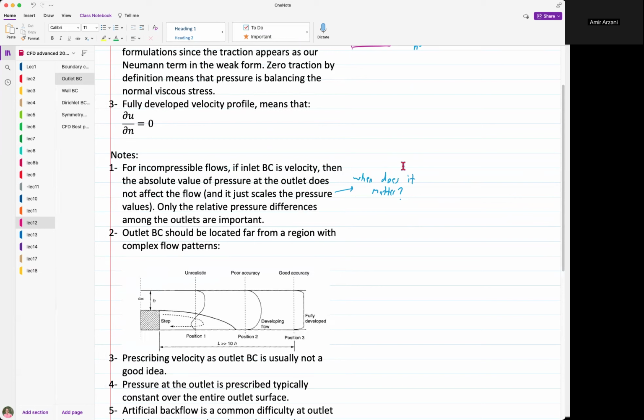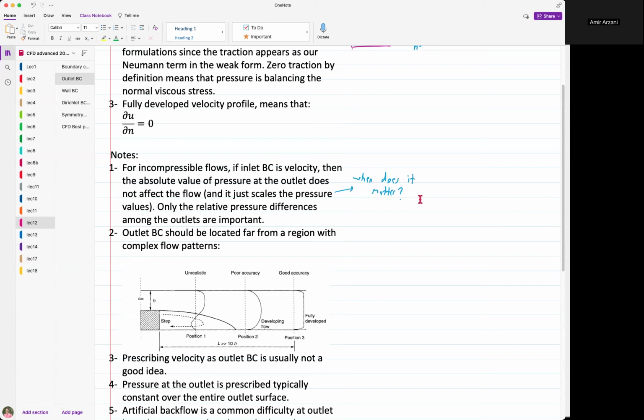The only case that the absolute pressure value matters in an incompressible flow is if, there are two cases. If either your boundary condition at the inlet is in terms of pressure, then of course that matters what you set at the outlet pressure. Or the other case that also matters is when you're doing fluid structure interaction simulation. So if you're doing FSI simulation, the absolute value of pressure will also matter because that's going to be the force that's going to determine the force transmitted to your solid and your structural deformation.